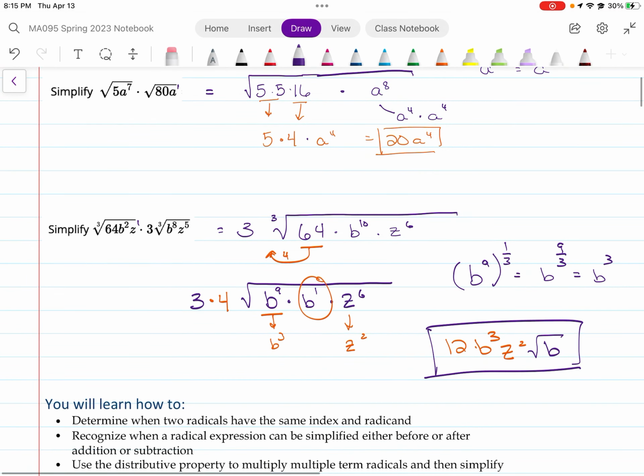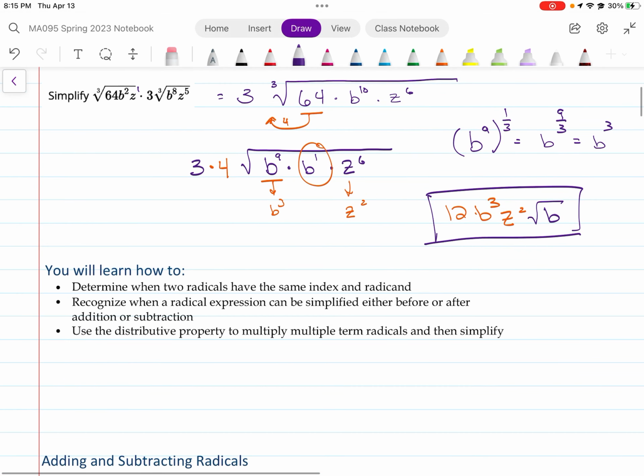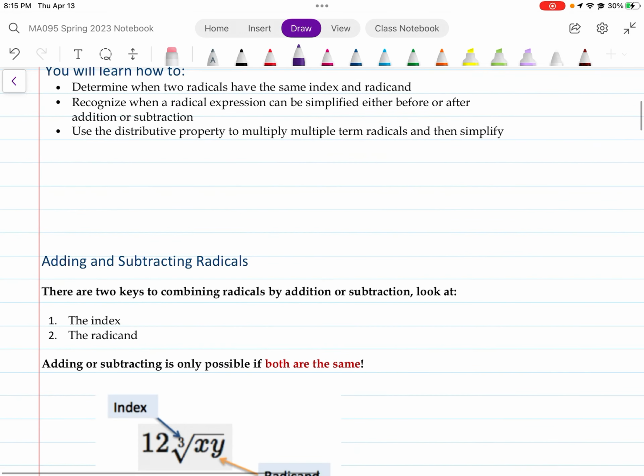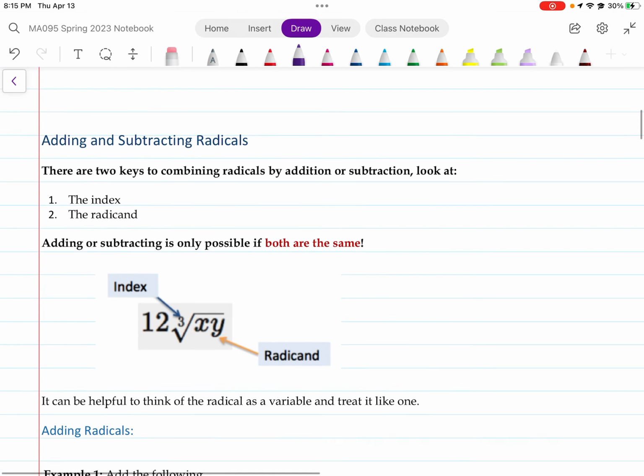All right. So today we're going to look at how to add and subtract, and you have to know how to do what we just did to be able to add and subtract things that don't look like you're able to add and subtract them. But let's start with adding and subtracting basics.